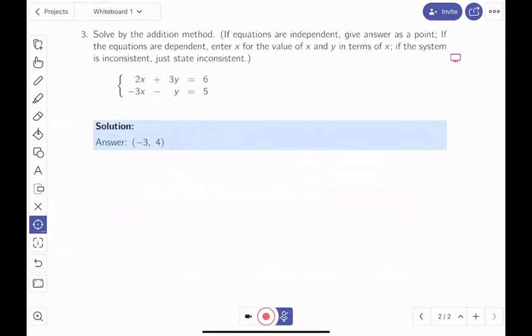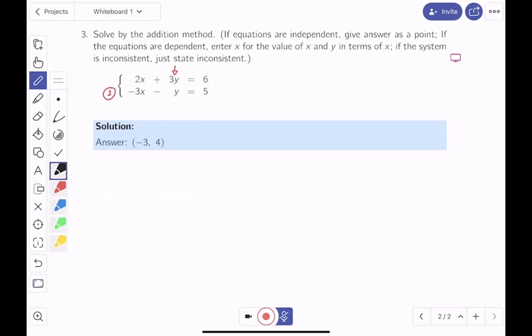So the addition method is also called elimination. So I need to select someone to eliminate. And the way I'm going to do this over here is I'm going to tell you who I'm going to select. I'm going to select the y to get rid of. And why is that? Well, the least common multiple between 3 and 1 would be 3. So I'm going to multiply the second equation by 3.